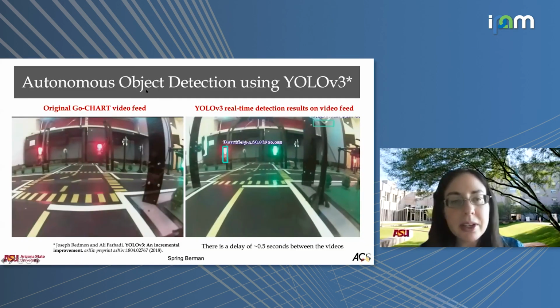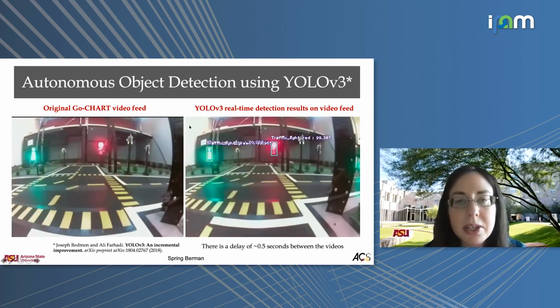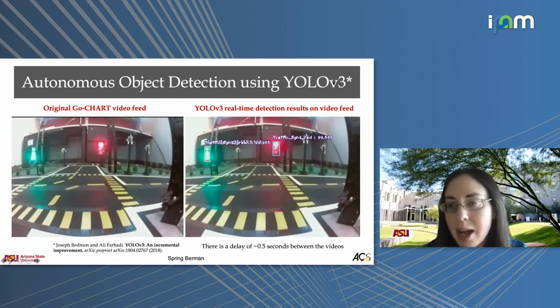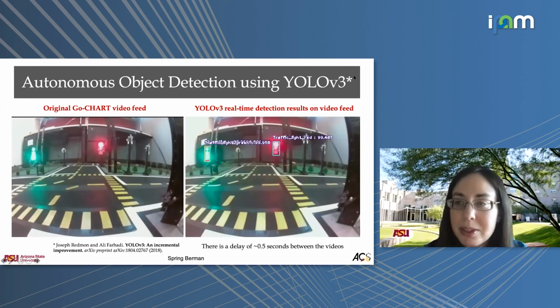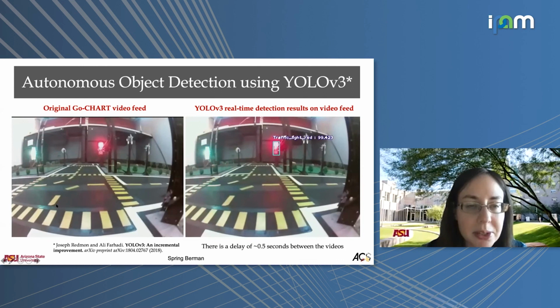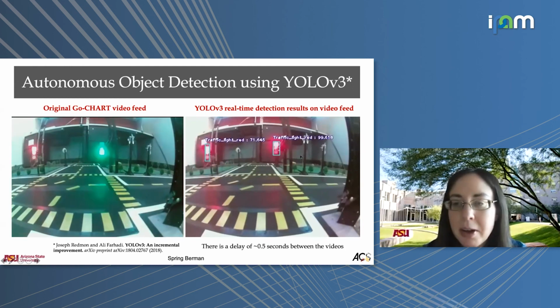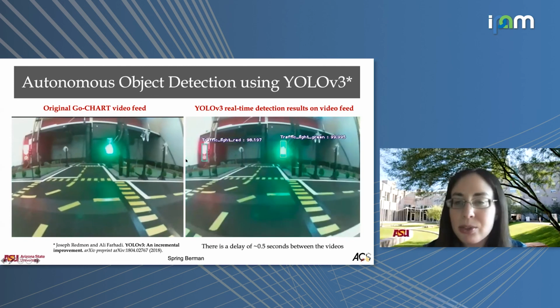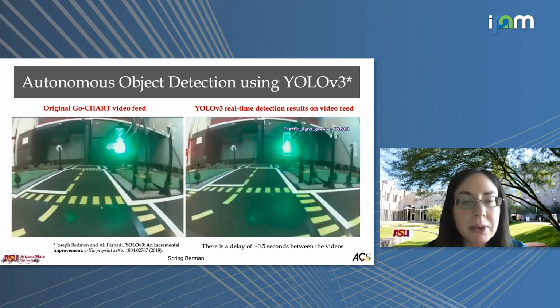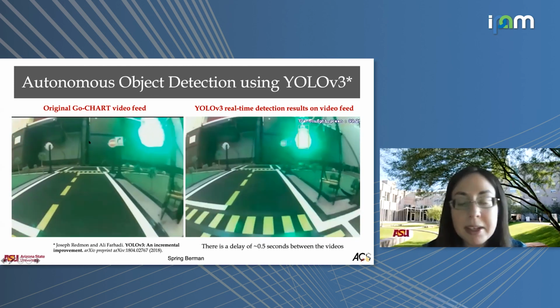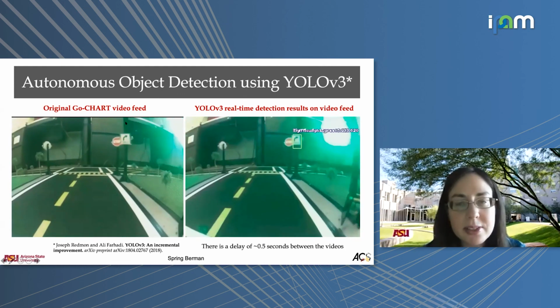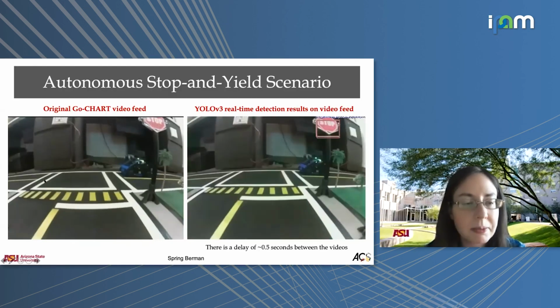Here's an approach using autonomous object detection using the YOLO v3 technique. So this is using deep learning to classify objects with some percent confidence. Here it can detect traffic lights, whether they're red or green. It can also detect other object classes like stop signs.